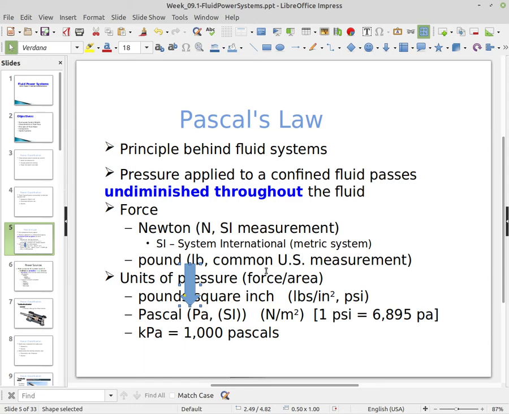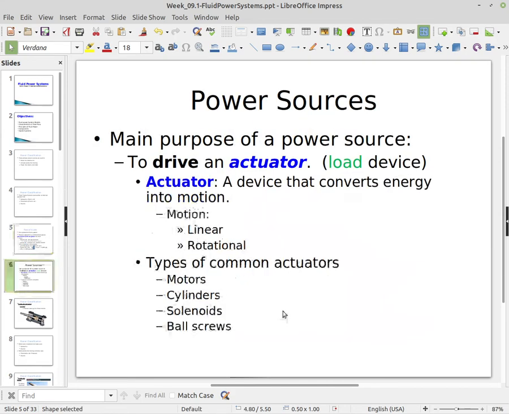Now 1 PSI, 1 pound per square inch, is about 7,000 pascals. So commonly we're actually talking about thousands of pascals, so they use kPa, kilopascal, to measure that.